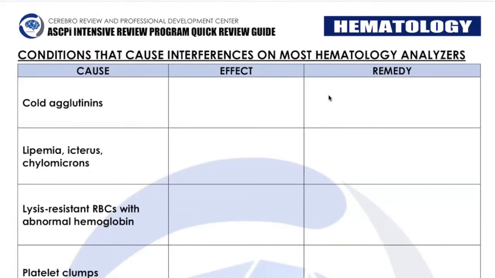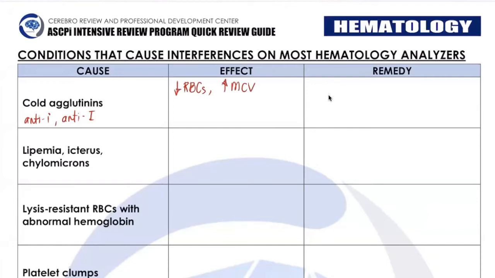Okay, so first we have the presence of cold agglutinins. Okay, so example of cold agglutinins are the anti-small i and the anti-big I. They are the known cold agglutinins that are usually produced because of a certain infection. So how will the presence of cold agglutinins affect the reading of your hematology analyzer? Okay, so your red blood cell count will be decreased. Decrease yung RBC count mo and increase yung mean cell volume mo. Decrease RBC count and increase mean cell volume.